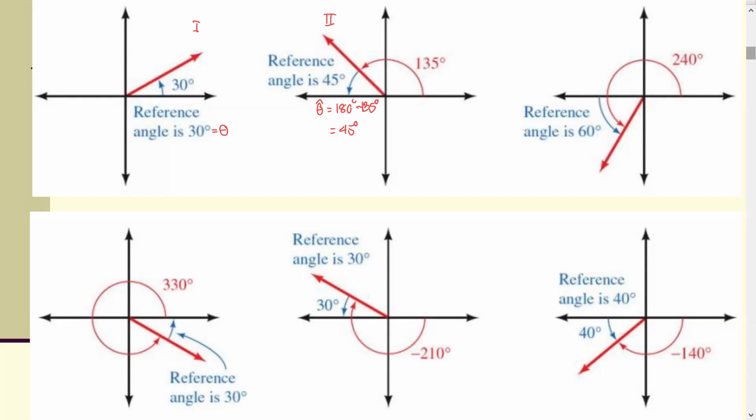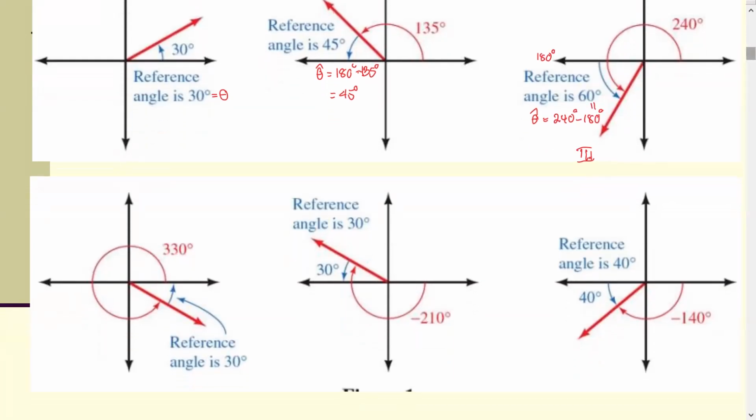Theta equals 240 degrees, located in the third quadrant. The reference angle is the difference between the terminal side and the x-axis, and the closest x-axis is 180 degrees. Theta hat, or the reference angle, is 240 degrees minus 180 degrees, or 60 degrees. In quadrant 4, the reference angle is the difference between the closest x-axis, which is 360 degrees, and the angle theta, which is 330 degrees for this example. The reference angle is 30 degrees.